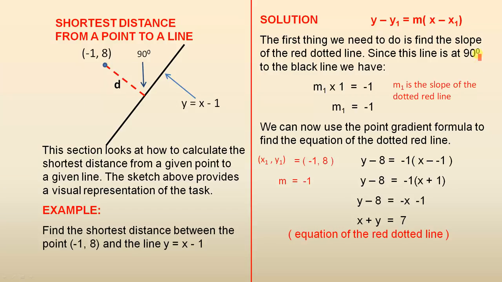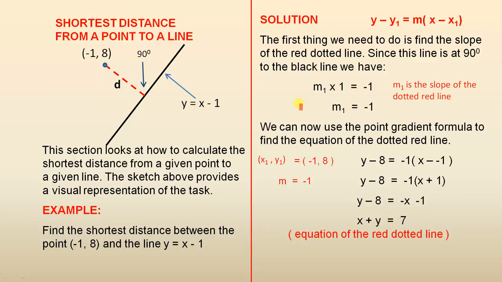Here's the solution. I've written this equation here. This is the point gradient formula because we will need that very shortly. So I just wrote that there for ease of reference. The first thing we need to do is find the slope of the red dotted line. Since this line is at 90 degrees to the black line, we have m1 times 1 equals -1, therefore m1 equals -1. m1 is the slope of the dotted red line.